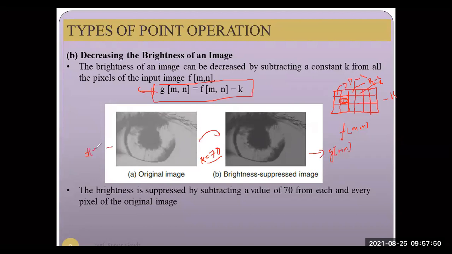So how does this happen? This image is obtained from f of m,n. For g of m,n, each coordinate of this image is obtained by subtracting 70 from each coordinate of f of m,n, that is, f of m,n minus 70.